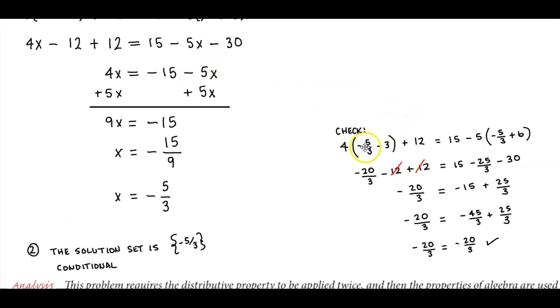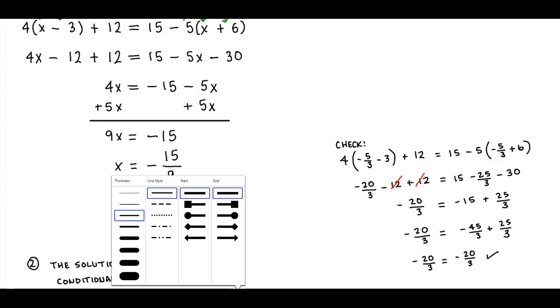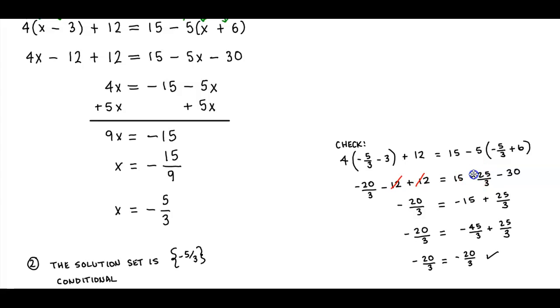Now if we wanted to check, we can plug in negative 5/3 back into the original equation. So here we have 4 times negative 5/3 minus 3. So if we multiply 4 times the fraction, we multiply 4 times the numerator, so we get negative 20 over 3 minus 12 plus 12. That's going to equal 15 minus 5 times minus 5/3 gives you positive 25 over 3 minus 30.